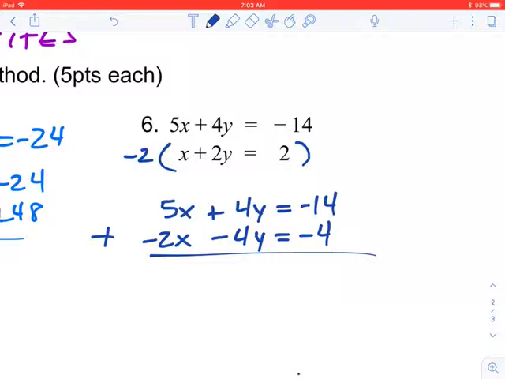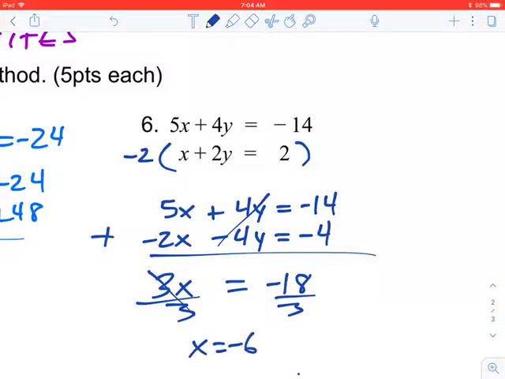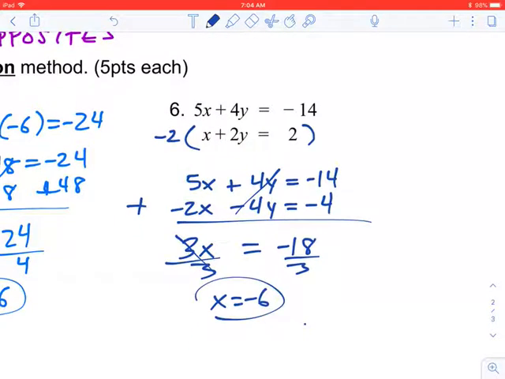So 5 plus negative 2 is 3x. Those cancel, and I get negative 18. Negative 14 plus negative 4, negative 18. So I divide, I get x equals negative 6, and then I just got to plug it back in.